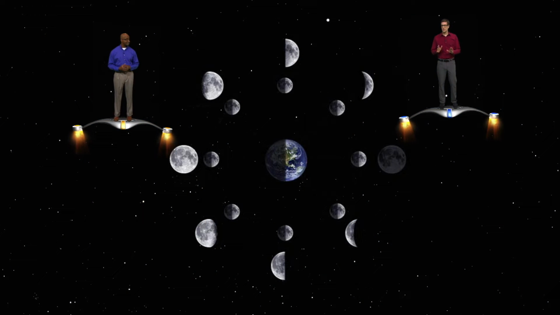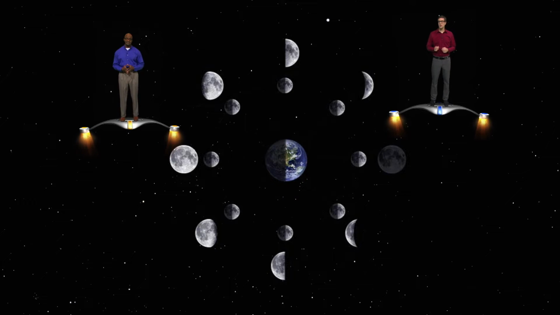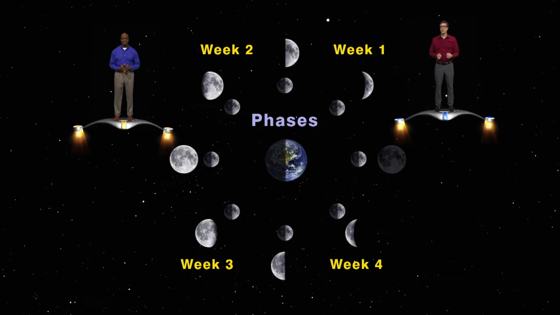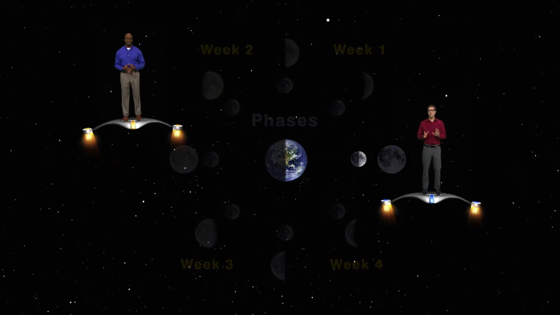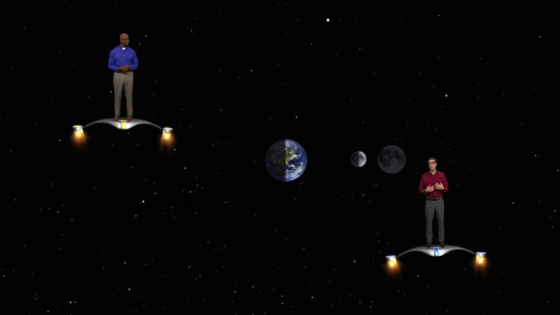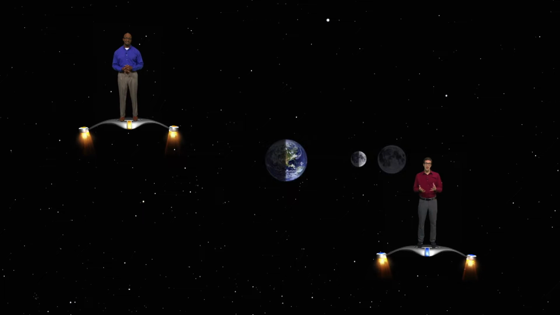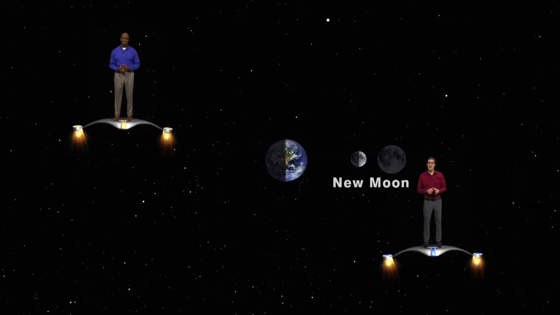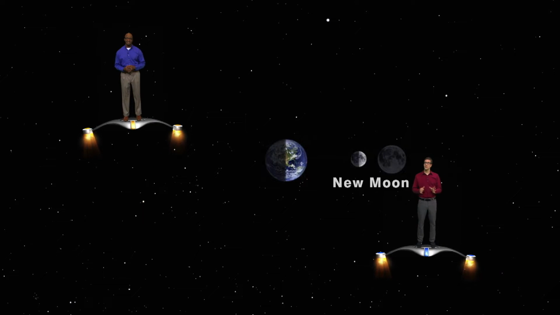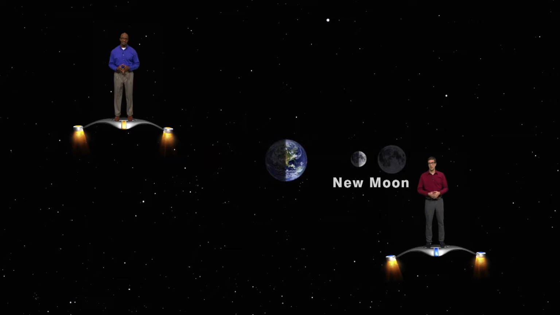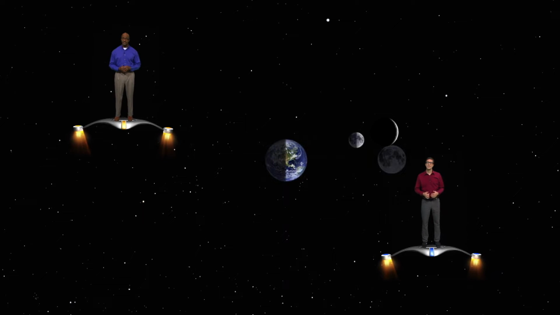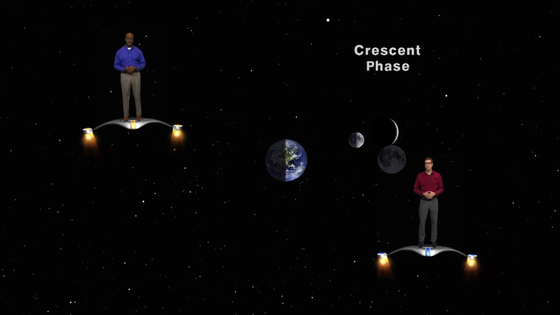The changing patterns of daylight and darkness that we see on the moon are called phases. It takes about a week for the moon to go from one major phase to the next. For example, when the moon is between the Earth and Sun, we are facing the nighttime side, so the moon's surface isn't visible to us. We call this phase new moon, and it's considered the beginning of the moon's journey around the Earth for any given cycle. A day or so later, the moon has moved a little further in its orbit, and we can now see a small part of the daytime side of the moon. This phase is called the crescent phase.